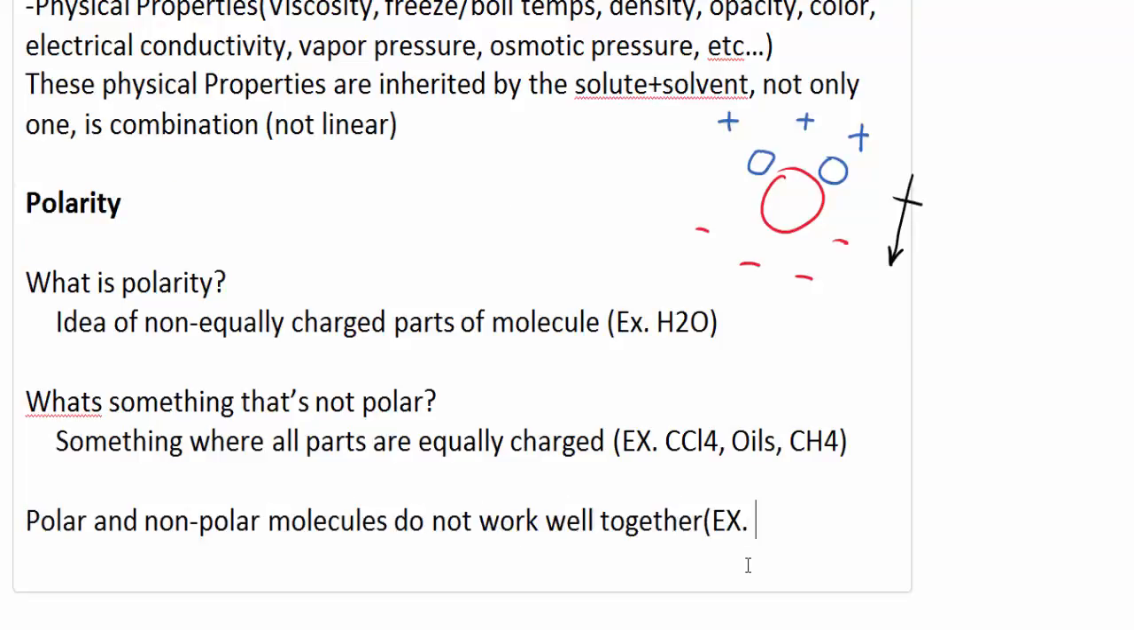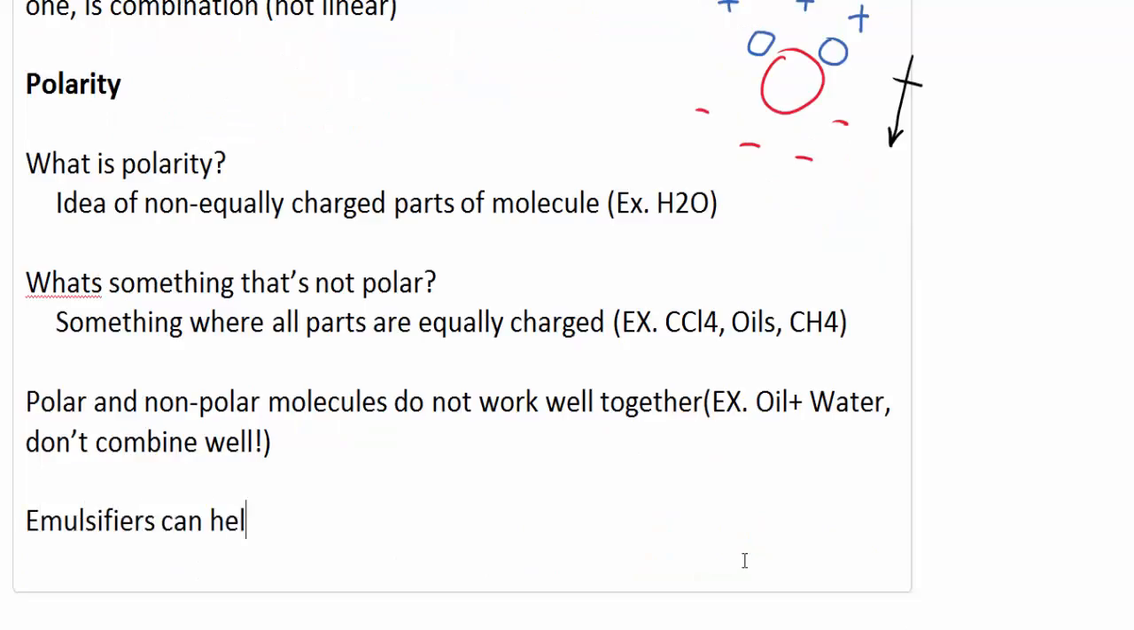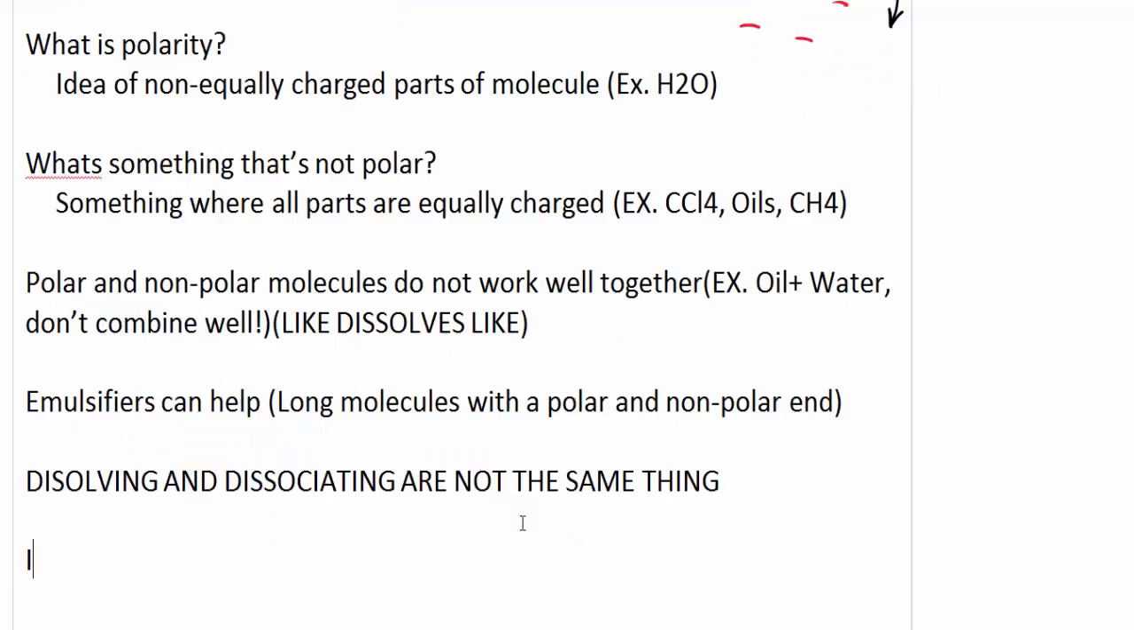So you know that polar and non-polar molecules don't work well together. For example, they don't mix. Oil and water doesn't mix very well. And of course, you can use an emulsifier to help you to mix them. This is the like dissolves like rule. And back to an emulsifier, that's a long molecule with a polar and a non-polar end.